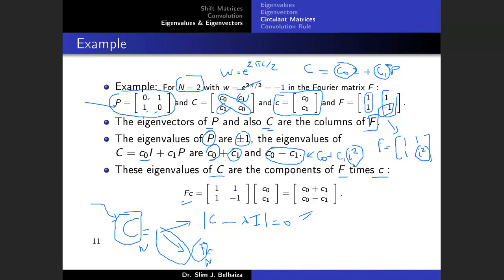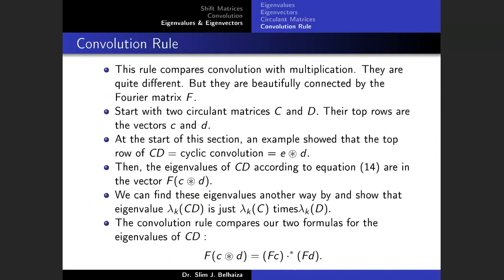Okay? Now, let's talk about the convolution rule. This rule compares convolution with multiplication. So let's be clear, they are quite different. Convolution is not multiplication, okay? But they are beautifully connected using the Fourier matrix F. So if you start with two circulant matrices, C and D, we've seen that their top rows are usually indicated by small c and small d, as we've seen in the previous examples.